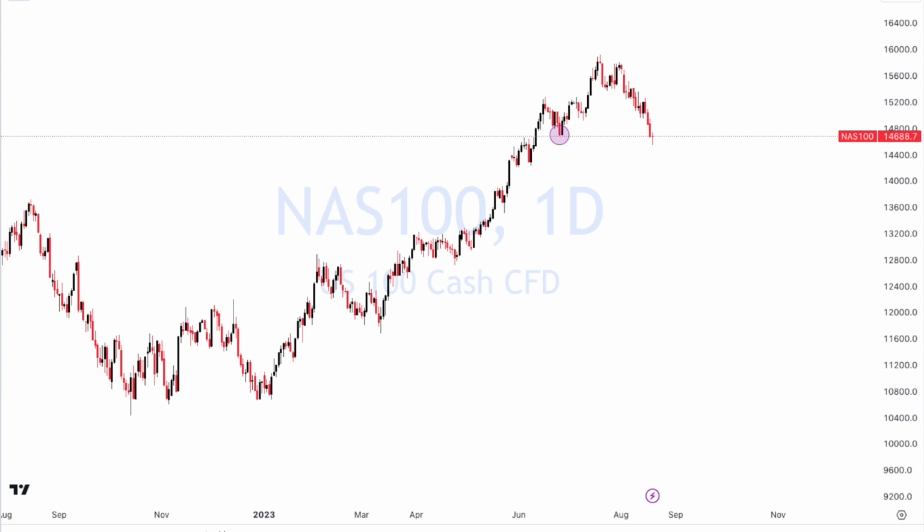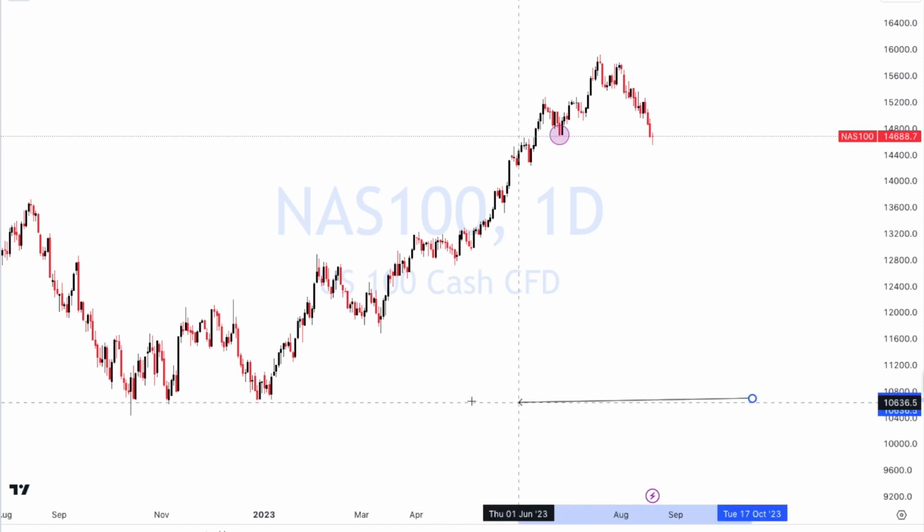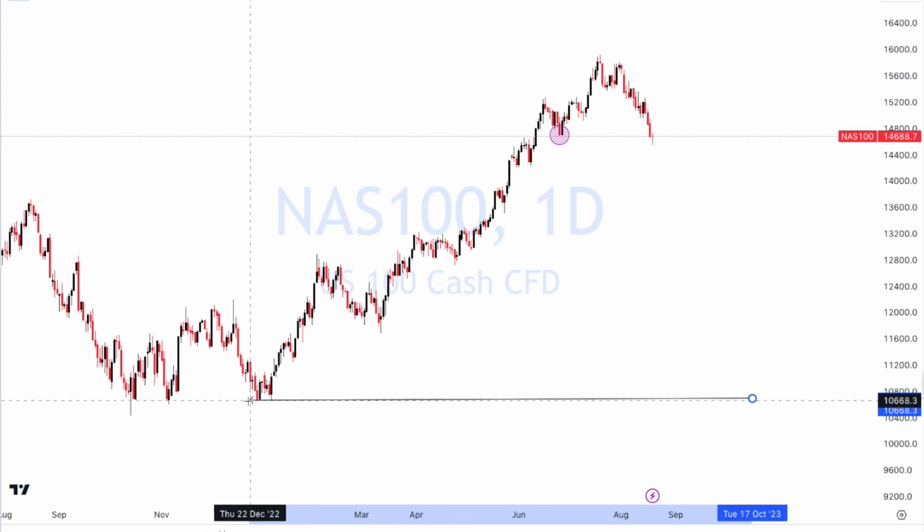So let me just draw a little arrow to it so you can see exactly what I'm talking about, right? So price could settle at this level right here. Level in question would be 10,668.3, there or near about, right? So this is where I'll be expecting price to go if I see a full body wick.